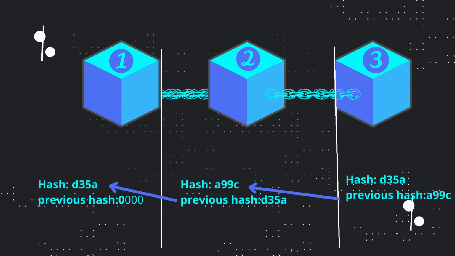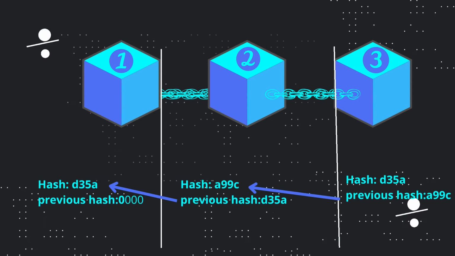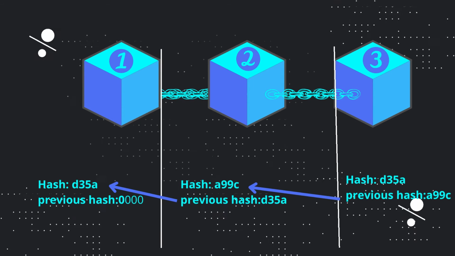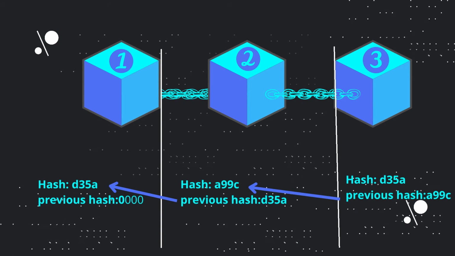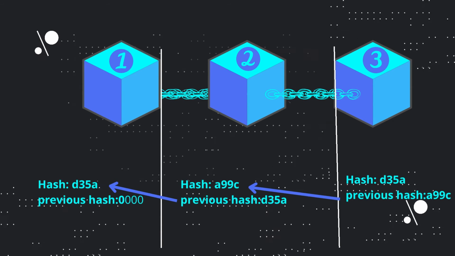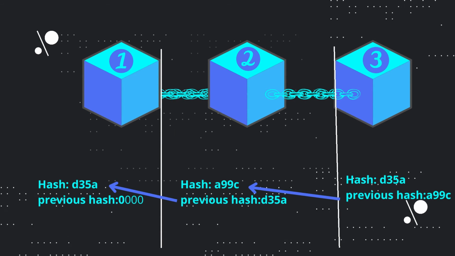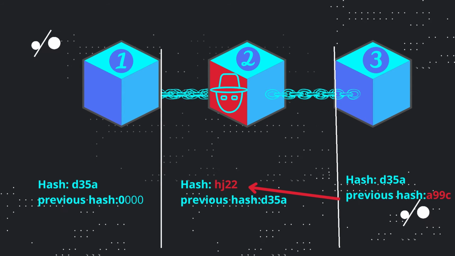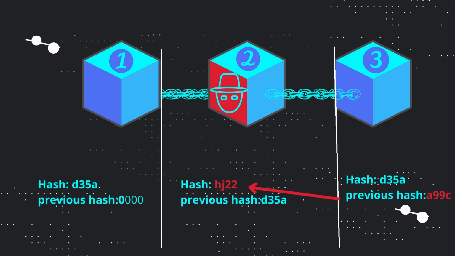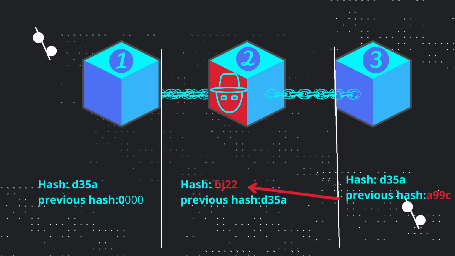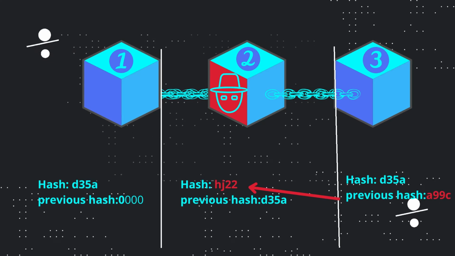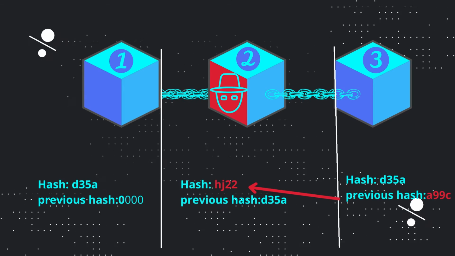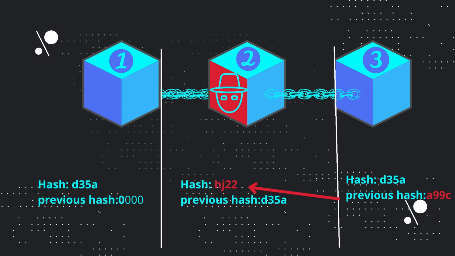So here we have a chain of three blocks. As you can see, each block has a hash and the hash of the previous block. So block number 3 points to block number 2, and block number 2 points to block number 1. Now let's say that you tamper with the second block. This causes the hash of the block to change as well. In turn, that will make block 3 and all following blocks invalid because they no longer store a valid hash of the previous block. So changing a single block will make all following blocks invalid.